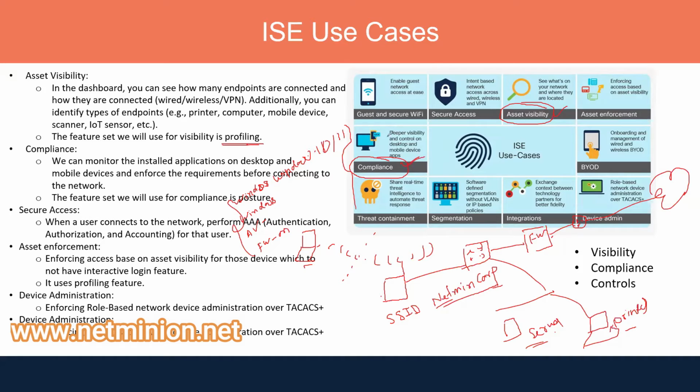What it does basically is use deeper visibility and control for desktop and mobile device applications. It can monitor the installed applications and the services on the desktop and mobile devices, and then enforce the requirement before connecting to the network. What feature is it using? It is using the posture feature set to validate all this compliance. On the posture, you can create a posture policy where you define what Windows version should be allowed and what antivirus should be allowed.